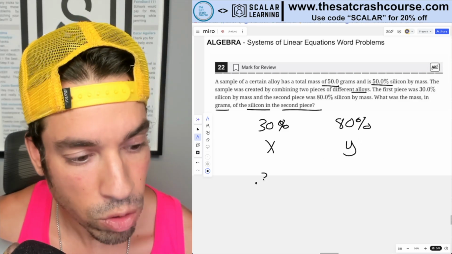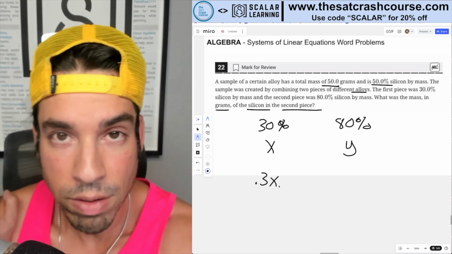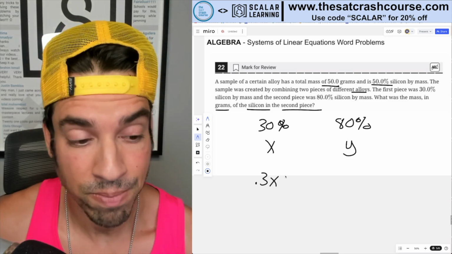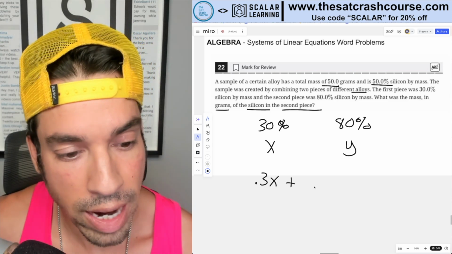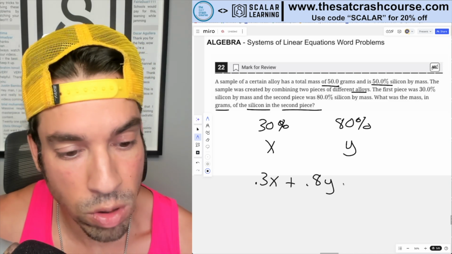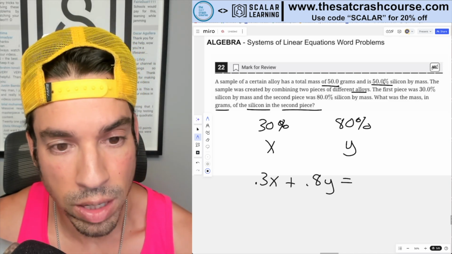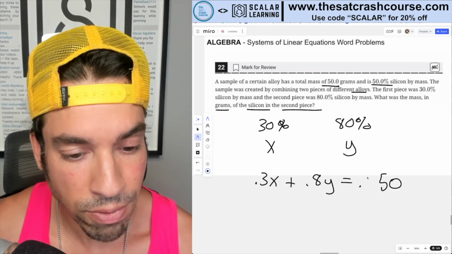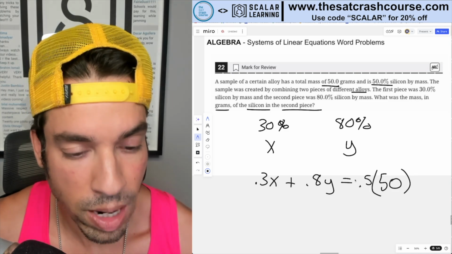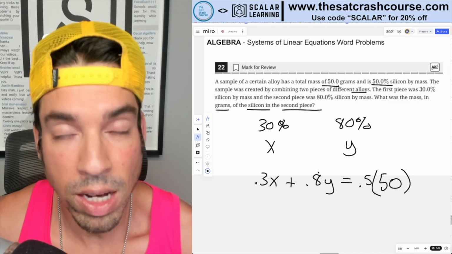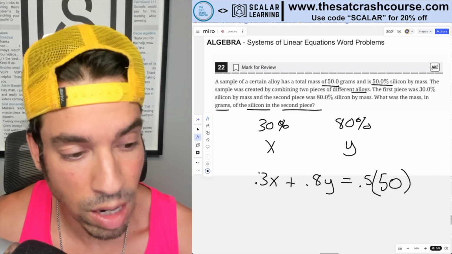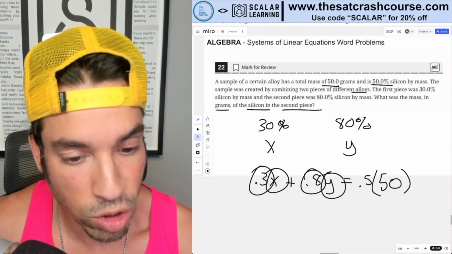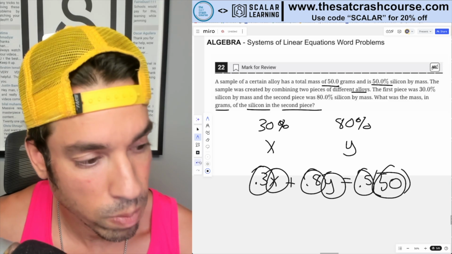So we can say 30% of my total quantity of X, which is actually giving me the silicon in X, plus 80% of Y, and the two combined are going to give me this nice alloy that is a total mass of 50 grams at 50% silicon. And so you notice we have a similarity on both the left and right hand side. We have a percentage times a total equals a percentage times a total.